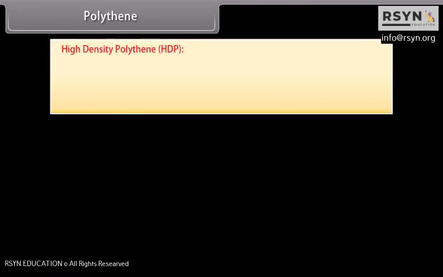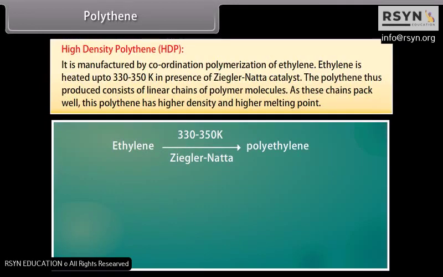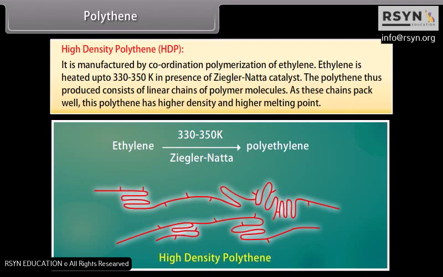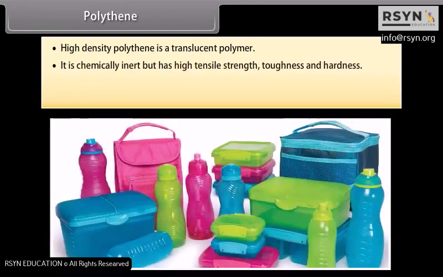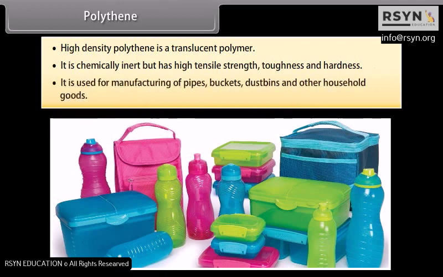High-density polyethylene. It is manufactured by coordination polymerization of ethylene. Ethylene is heated up to 330 to 350 Kelvin in presence of Ziegler-Natta catalyst. The polyethylene thus produced consists of linear chains of polymer molecules. As these chains pack well, this polyethylene has higher density and higher melting point. High-density polyethylene is a translucent polymer. It is chemically inert but has high tensile strength, toughness and hardness. It is used for manufacturing of pipes, buckets, dustbins and other household goods.